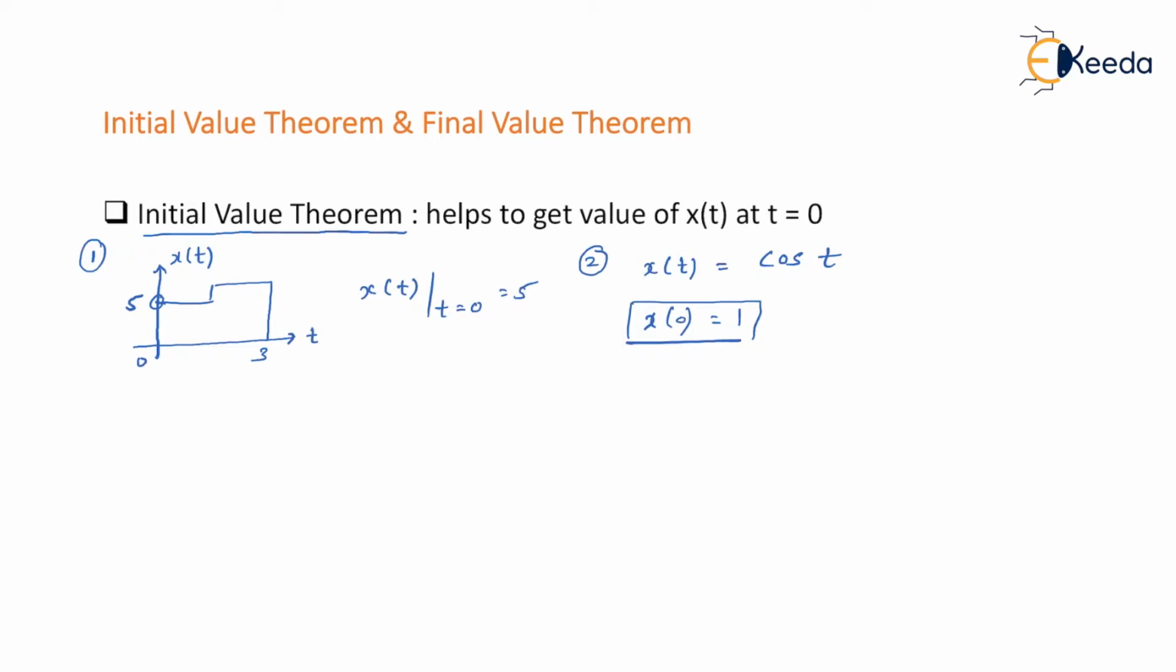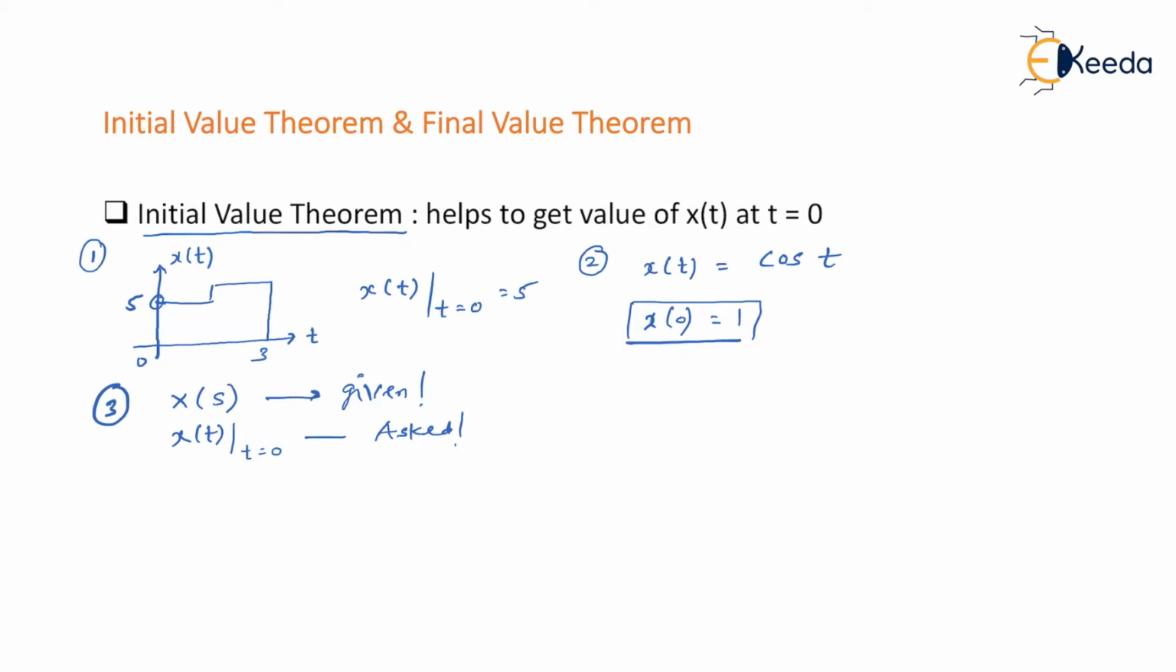The initial value theorem is required when x(t) is not given to you, but what is given to you is X(s). I repeat, you require the initial value theorem when x(t) is not given to you, but a Laplace transform of x(t) is given to you, and from that you want to get x(t) at t equal to 0. So let me tell you when you require this theorem. The third case is that what is given is X(s), where X(s) is nothing but the Laplace transform of x(t), and they are asking you the value of x(t) at t equal to 0.